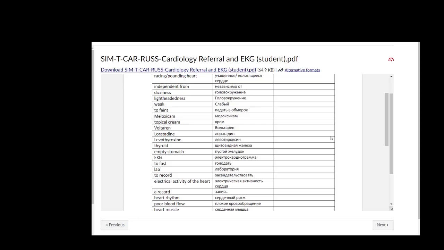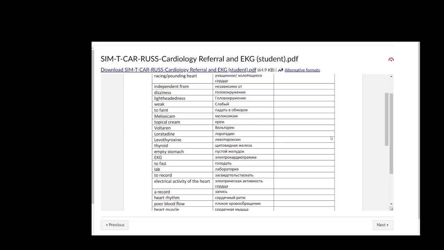Is another medication, loratadine. Another medication, levothyroxine, sometimes pronounced levothyroxine. Thyroid. Take the medication on an empty stomach. EKG. Remember, this means electrocardiogram. Be sure to fast before you come in for your blood tests. Come to the lab for your blood test.